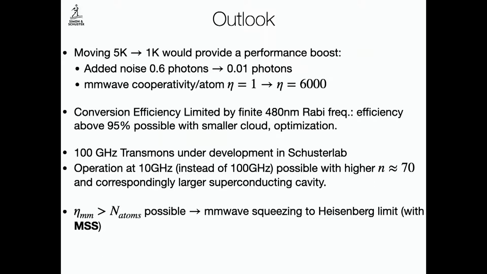An amazing thing is when we go from 5 Kelvin to 1 Kelvin, the single atom cooperativity goes up to a few thousand. And so this puts us in a regime where, in collaboration with Monica's group, we're very hopeful that we're going to be able to have the cooperativity larger than the atom number and Heisenberg squeeze the atoms on this millimeter wave resonance.